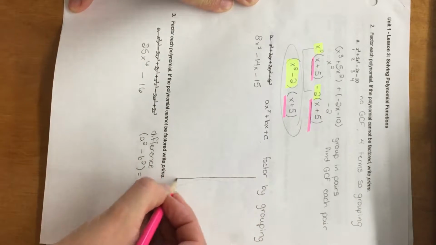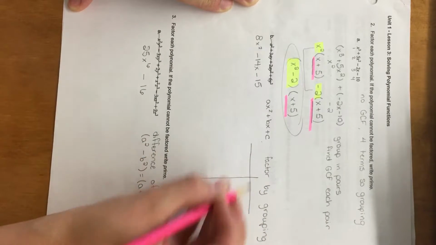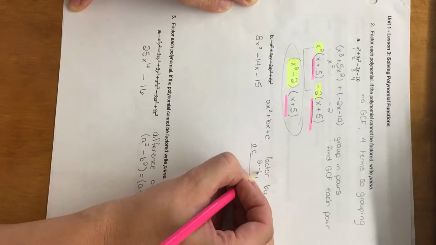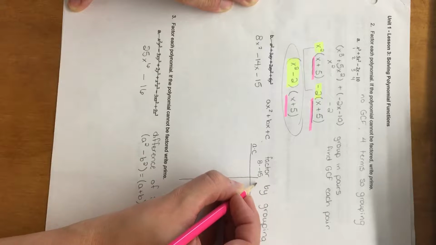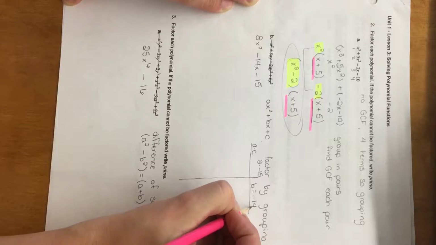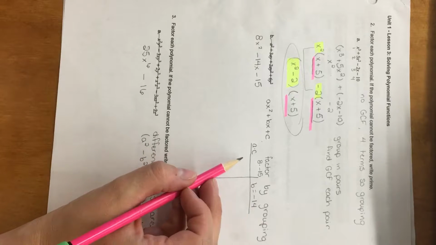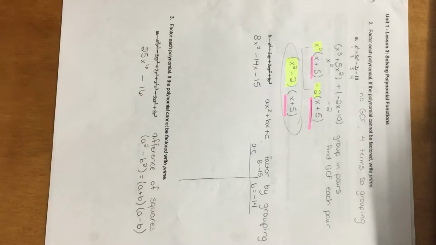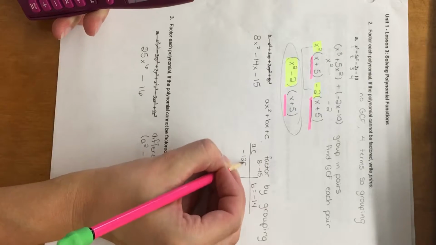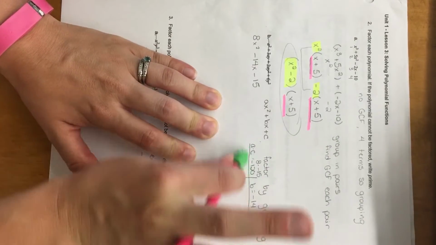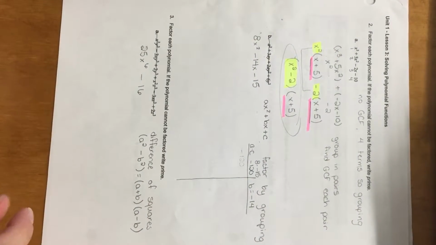So we're going to make our t-chart. We have a times c, which is 8 times negative 15, and then we have b, which is negative 14. So we are looking for two numbers that will multiply to make a times c and add to make negative 14. So this is negative 120. That's a lot of different factors that make 120, so it might take us some time.